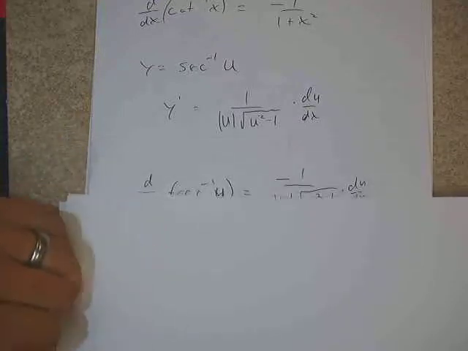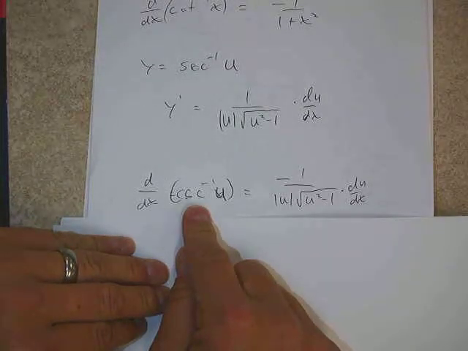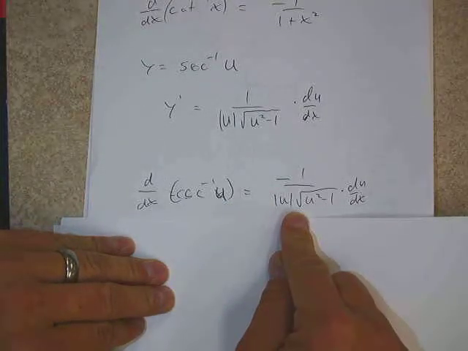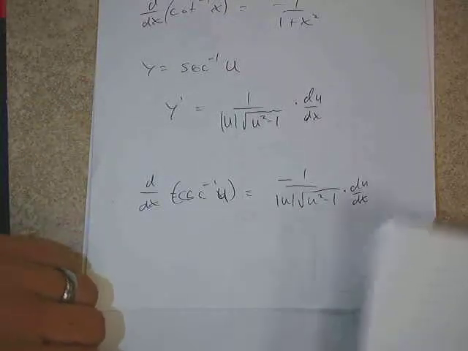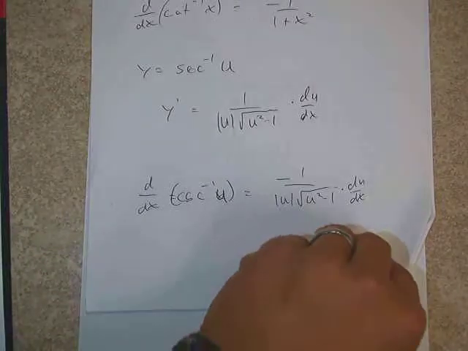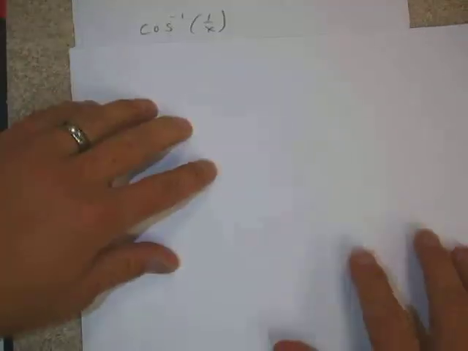The derivative of secant inverse of u is 1 over the absolute value of u times the square root of u squared minus 1. That's the general form, where u can represent any function. So we'll apply that the same way as we did the other two. And then of course the derivative of the cosecant inverse is just the opposite of that. It's the negative. Questions so far?